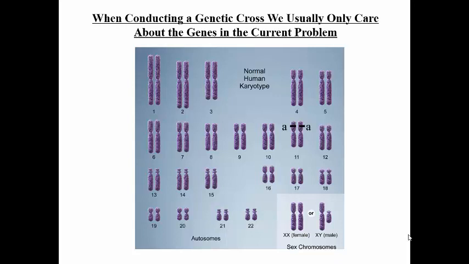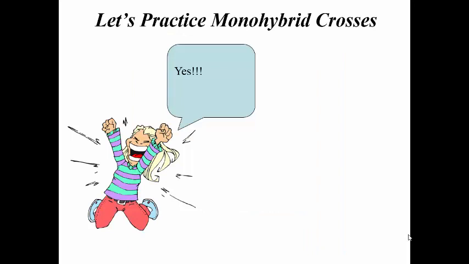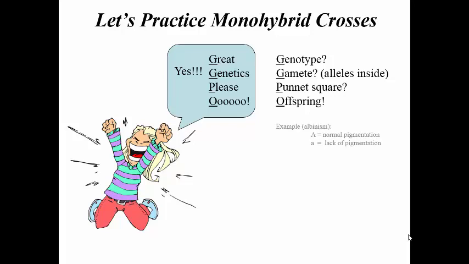There are other genes in these individuals, obviously. There are thousands of genes, right? There are numerous genes on all of these chromosomes, but my point is we don't write those down unless we care about them in the problem. Otherwise, the problem just gets complicated and involves things that we're not really hoping to focus on. So let's go ahead and do our monohybrid cross. So remember, GRAPES, please. These are the steps. Let's do it.